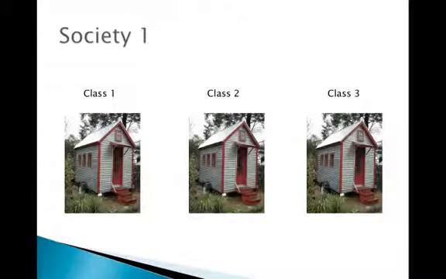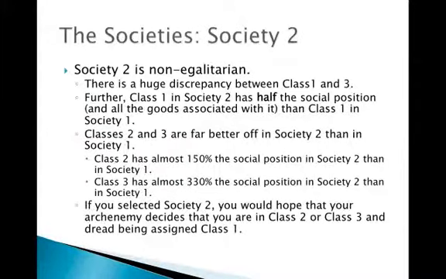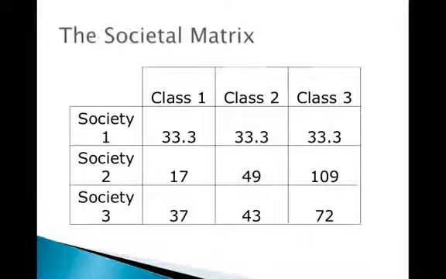So to illustrate, everyone in Society 1, regardless of class, lives in a house like that. Just to illustrate the equality of social goods, because housing is a social good. Okay, back to the societal matrix. That's Society 1. Society 2, recall, is almost the exact opposite, radical inequalities. Society 2 is non-egalitarian. There's a huge discrepancy between classes 1 and 3. You'll notice 17 and 109.